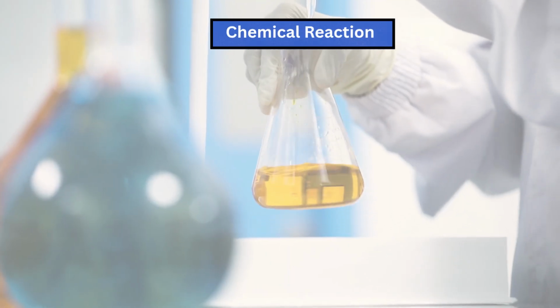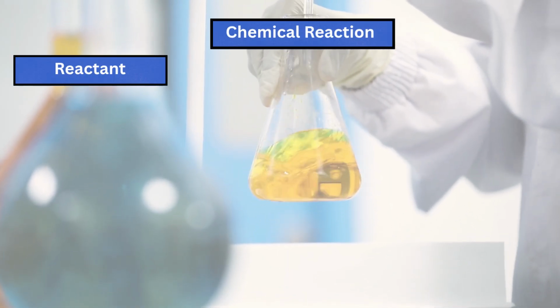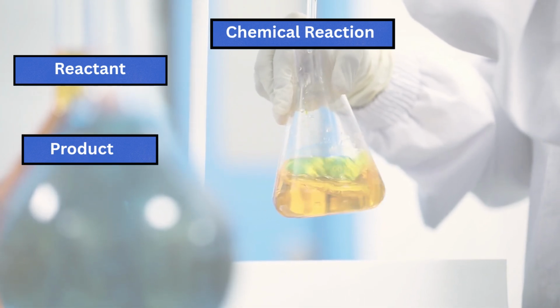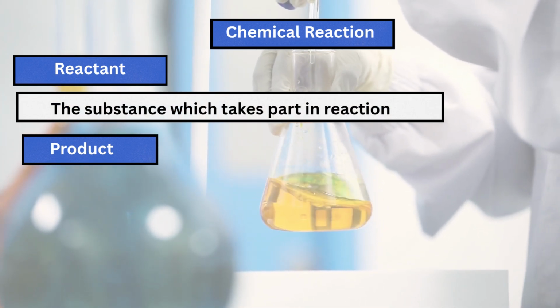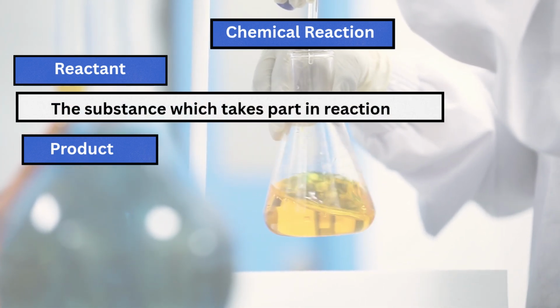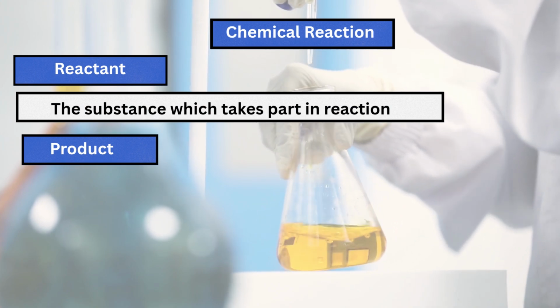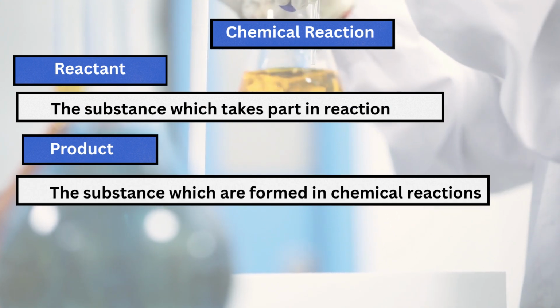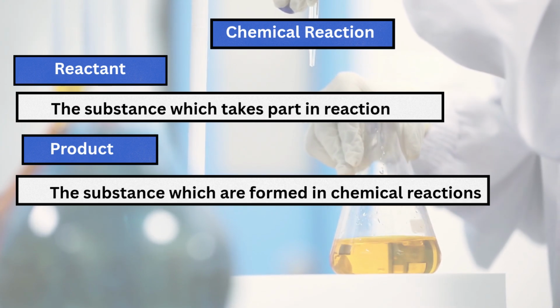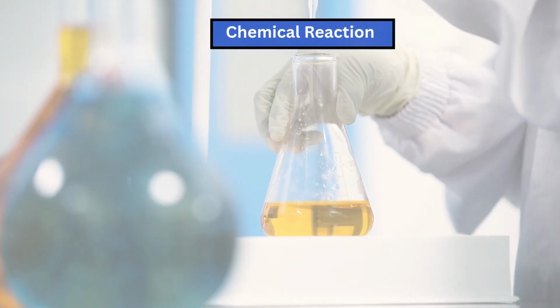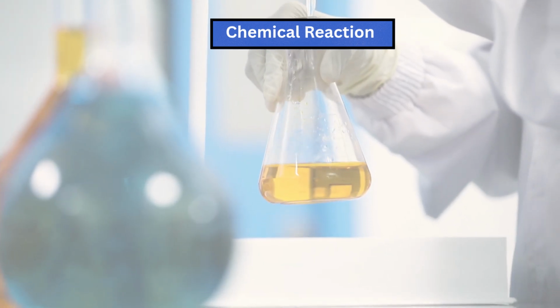Each chemical reaction has two parts: reactant and product. The substance which take part in chemical reaction is called as reactant. The substance which are formed in chemical reactions are called products. Now let us first understand what is chemical reaction.